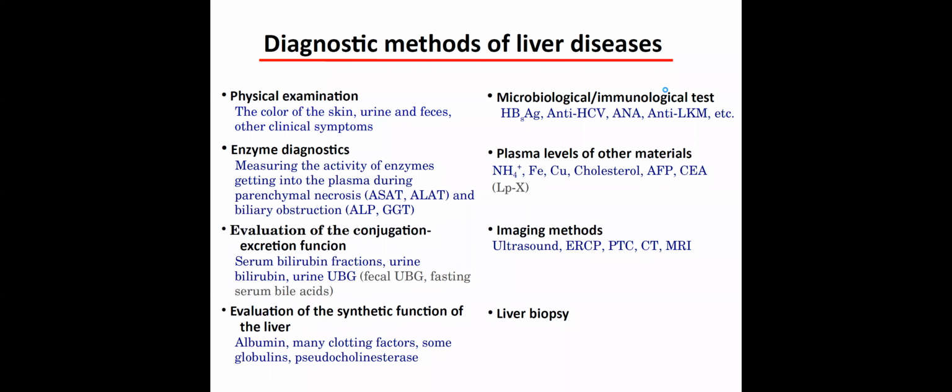Some other materials that usually are metabolized by the liver, for example, ammonium, that usually goes through the carbamide cycle, or iron, or copper, or cholesterol, alpha-fetoprotein, a tumor marker, or carcinoembryonic antigen as well, a tumor marker, and a lipoprotein, LP-X, this is an abnormal lipoprotein that can be seen, for example, in obstruction, we are going to deal with a little bit later.